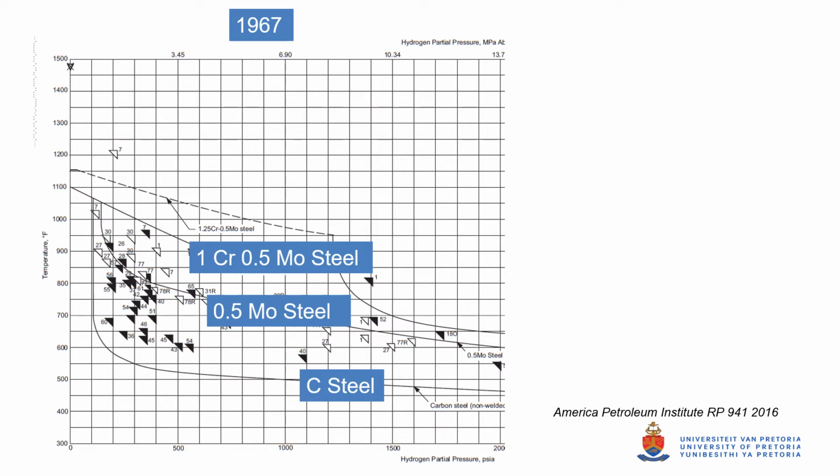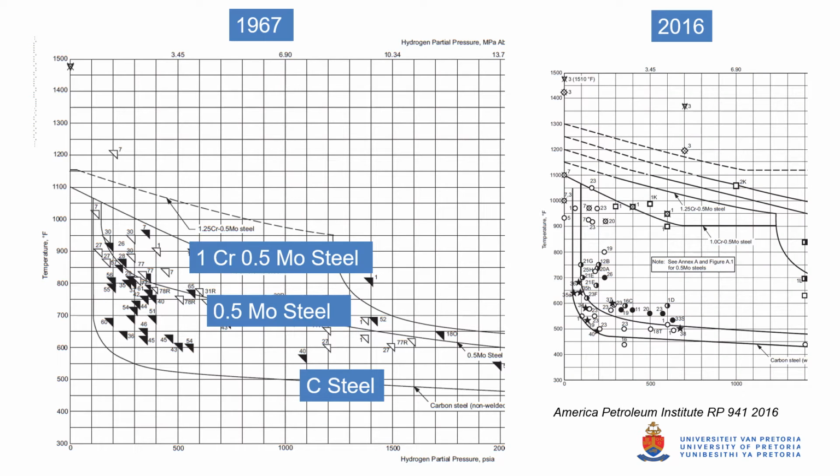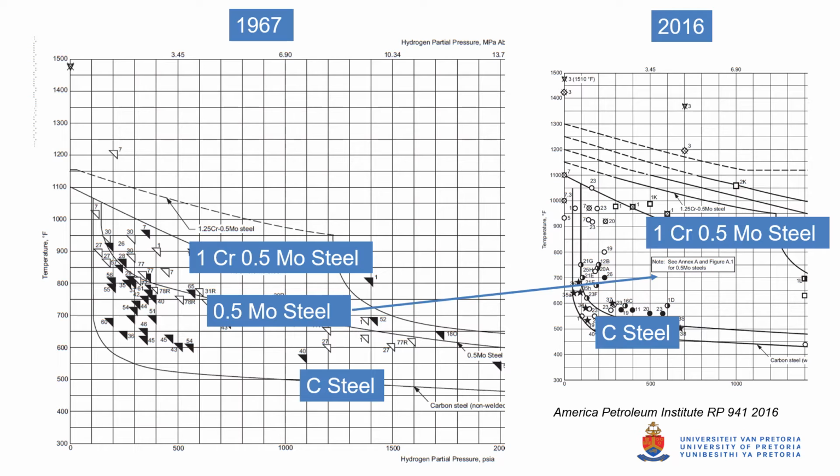The problem is that over time industry experience shifted and the lines with it. These are the 2016 Nelson curves. Here we still have the carbon steel curves, although they have moved to lower values. And the next curve is the 1 chrome half moly steel curve. What is missing is the carbon half moly steel curves. This is due to increasing uncertainty about the HTHA performance of these alloys.